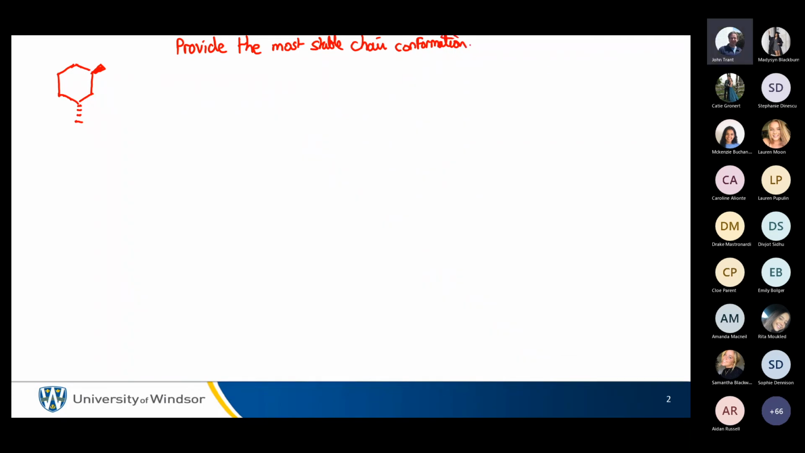Distinguishing between cis and trans and ring drawings. Yeah, we can do that. Okay, so let's say we have this. Hopefully we'll be able to determine that this is a trans dimethyl group. So trans is always relative.